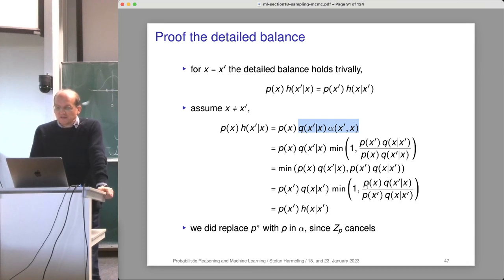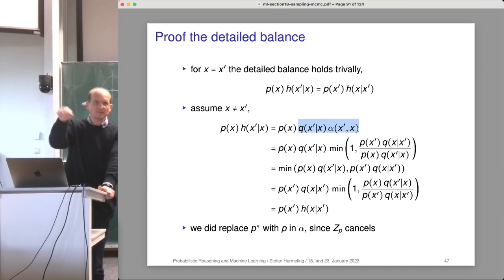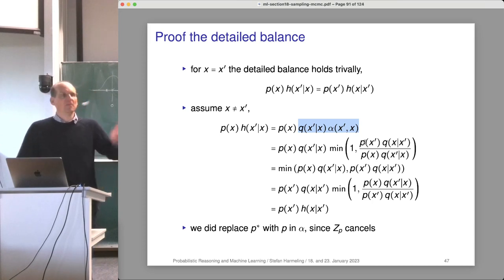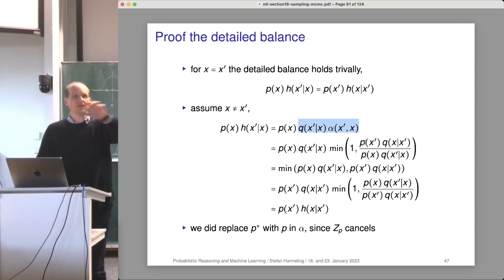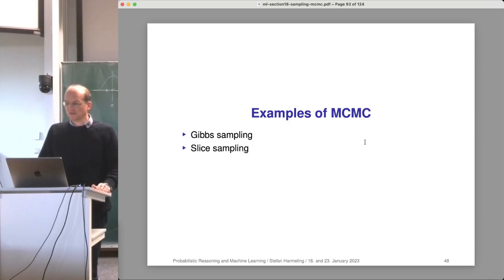Note that we replaced here the p star by a p, and that's fine because the normalization constant would just cancel out in this quotient. Okay, so in principle, the alpha contains the p stars, but in the p stars, we can get rid of the normalization constant, and then we really have the p's. Or in other words, p star of one point divided by p star of another point is exactly the same as p of one point divided by p of the other point. Okay, so for a quotient, everything is fine. Okay, so far so good.